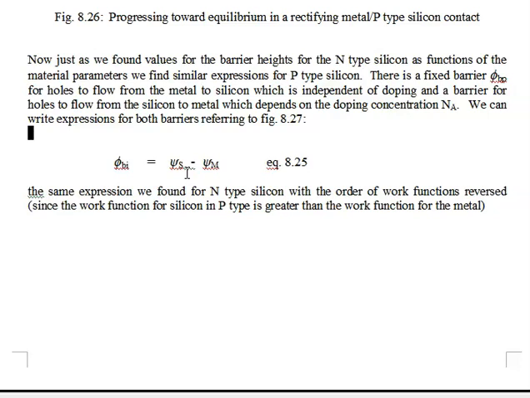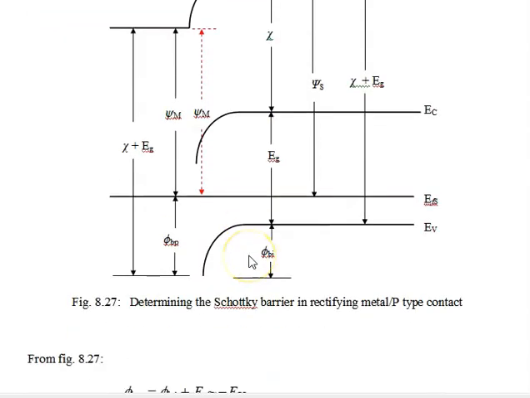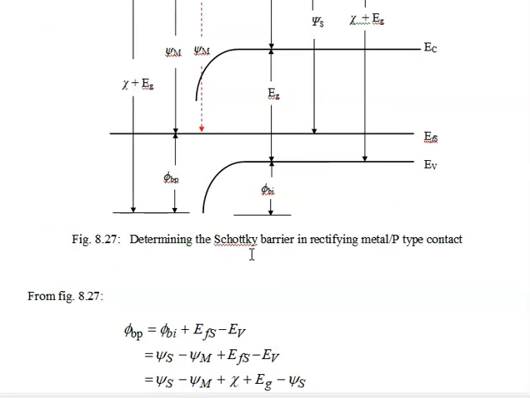The only difference here is that since the silicon work function is greater than the metal work function, it's just flipped. The magnitude is the same, but the sign is flipped. And again, that is a consequence of whatever we have for P. We have exactly the same thing, except reversed for N. So if we have something for N, we reverse it, and we get the same thing for P, more or less. That's not always the case, but more or less.